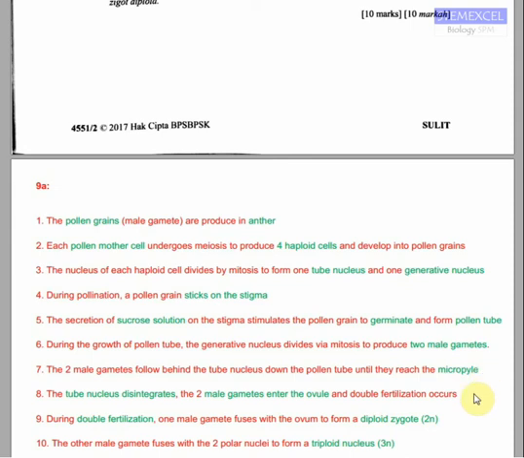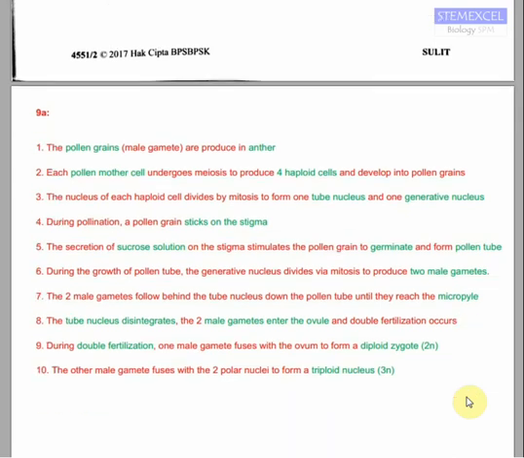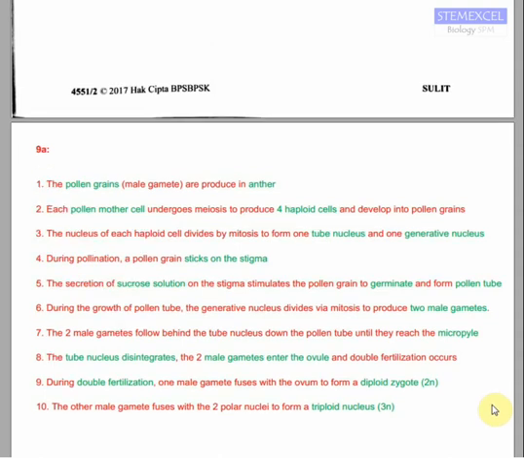the micropyle. And after this, once the gametes have reached the micropyle, the tube nucleus will disintegrate, and you are now only left with 2 male gametes that will enter the ovule, and then this would have the double fertilization. So during the double fertilization, 1 male gamete will fuse with the ovum, and this will form the diploid zygote, which is 2N, and the other male gamete will fuse with the 2 polar nuclei to form a triploid nucleus, which is 3N. So this is the entire process that you need to describe for 9A.